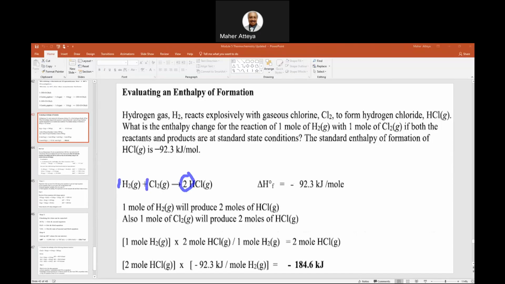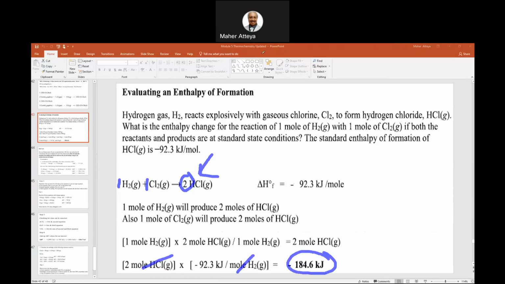Now we have to know how much we are dealing with. If both reactants and products are at standard condition, the standard enthalpy of formation of HCl is 92 kilojoules, and you have to get the number of moles. If you have 1 mole of hydrogen and 1 mole of chlorine, how much heat are you getting? Well, 2 moles of HCl are produced. This is 2 moles, and then you have this one here per mole. So the moles cancel out, and you get just 2 multiplied by this. That's what you are getting.